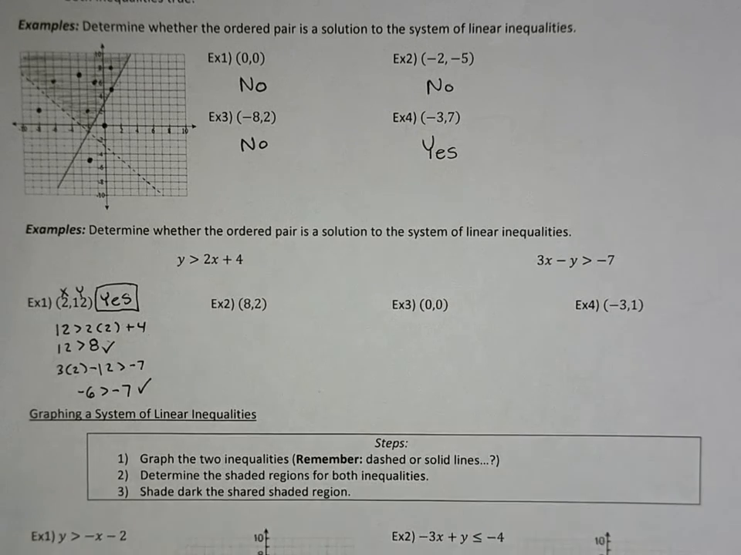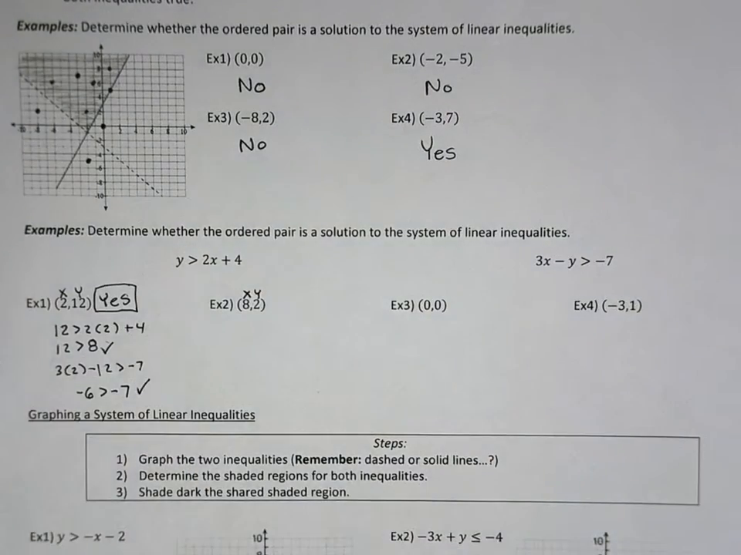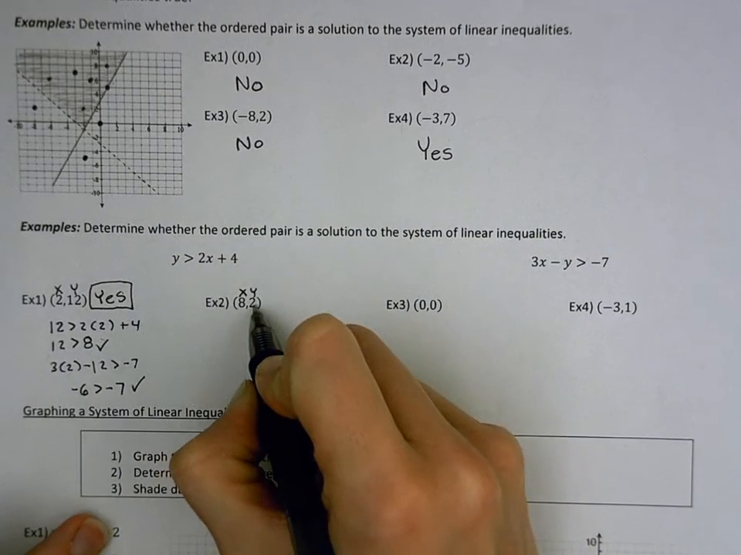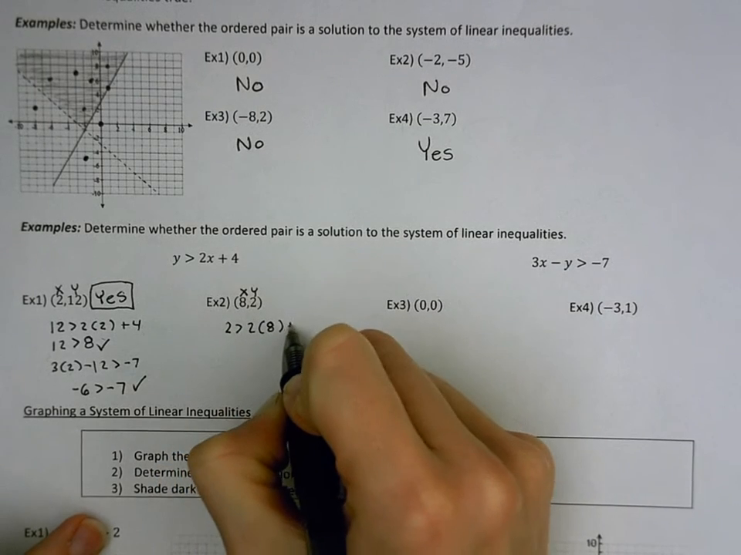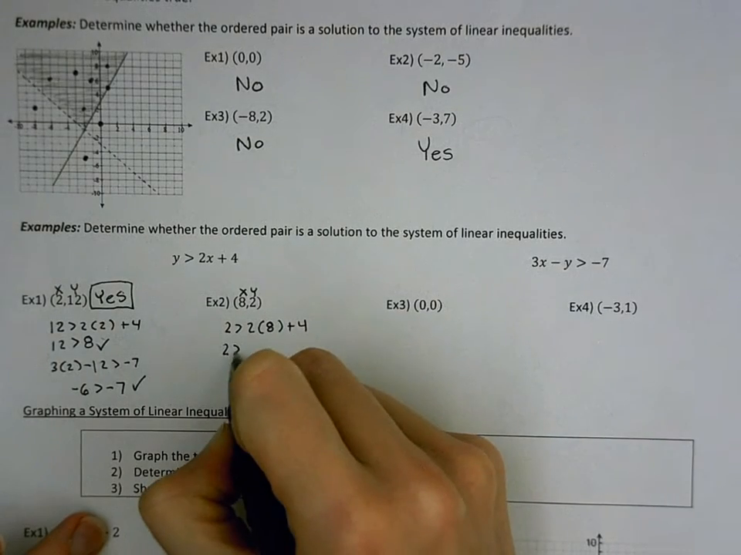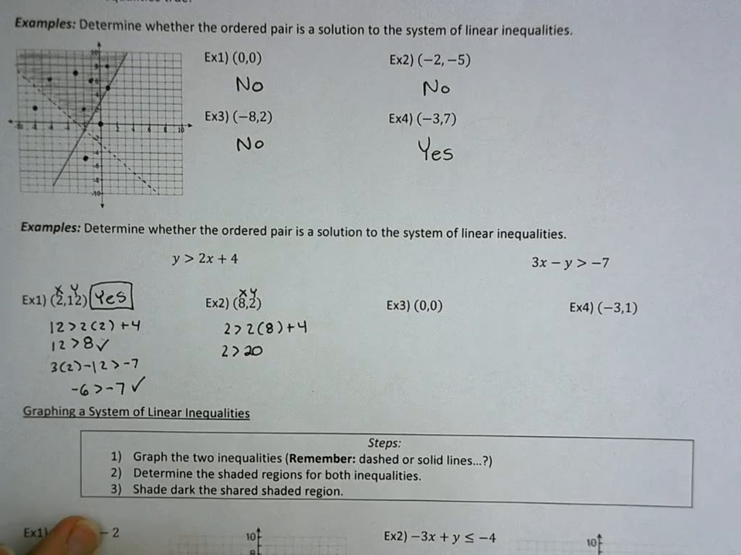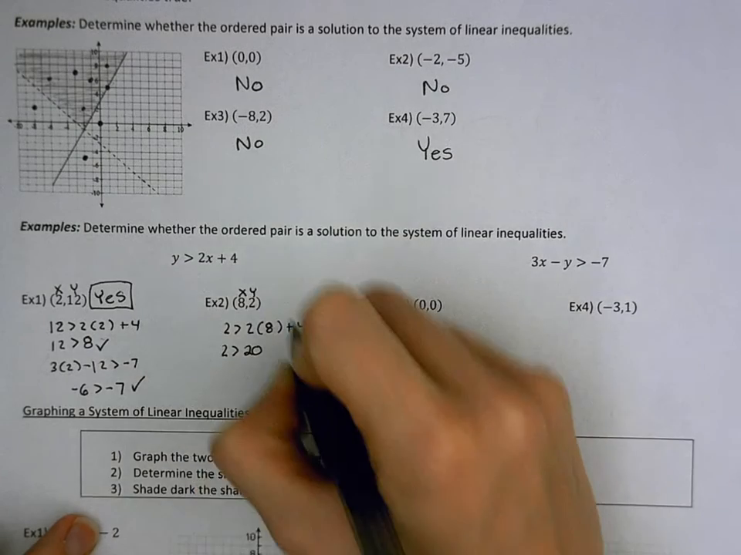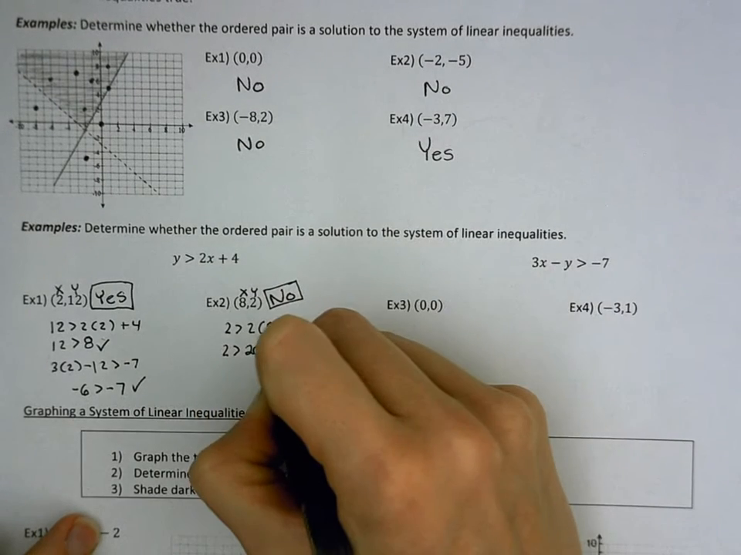Okay, so here we go, example 2. Again, we have our x and our y. And we're going to go ahead and plug these in, see if it makes both inequalities true. When I plug in my y equals 2 and my x equals 8, I get this set up. 2 is greater than 2 times 8, which is 16, plus 4, which is 20. And is 2 greater than 20? It is not. And so this is not a solution.